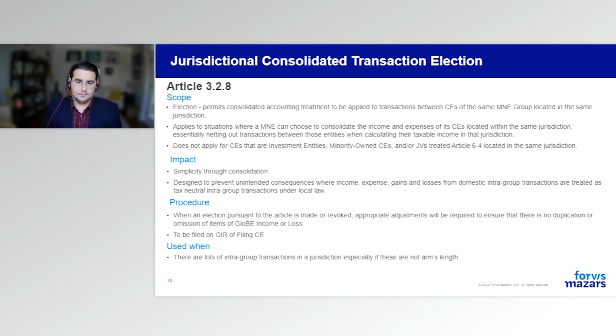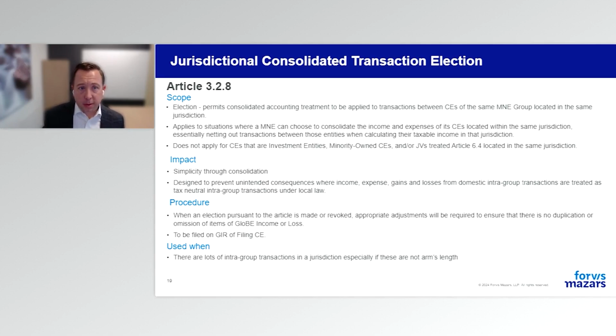Thanks, Justin. The next election here is the jurisdictional consolidated transaction election. Essentially, this election would allow a multinational enterprise group to eliminate intercompany transactions between entities within the same jurisdiction. The local tax base allows for intercompany transactions to be eliminated, so this could help for GloBE purposes as well. It also could help just with simplicity, following the same methodology that we use for local tax reporting for GloBE reporting as well.